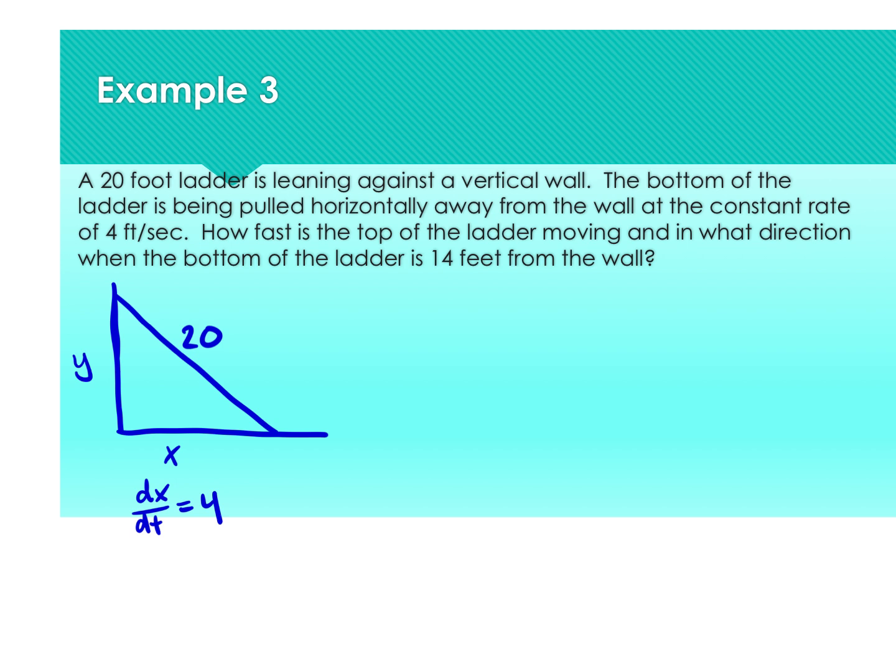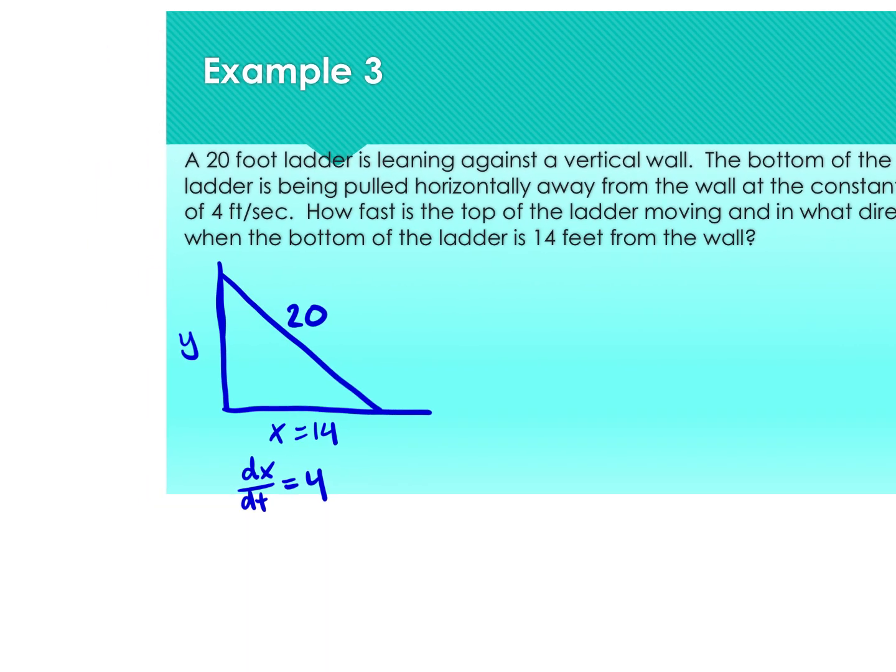How fast is the top of the ladder moving and in what direction when the bottom of the ladder is 14 feet from the wall? So when x is 14, we need to figure out what y is, and it's asking us how fast it's moving down the wall, so we're looking for dy over dt. How can we find what y is?